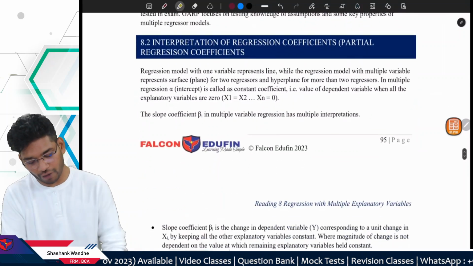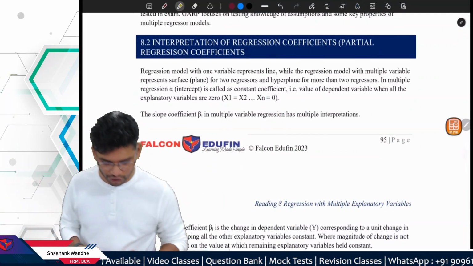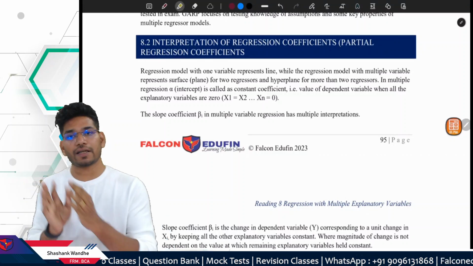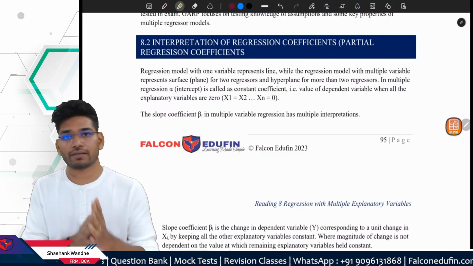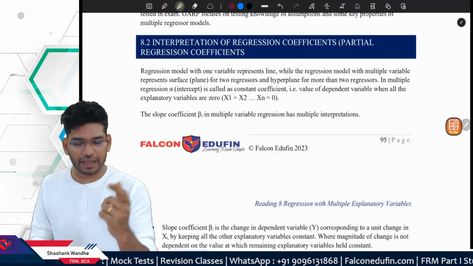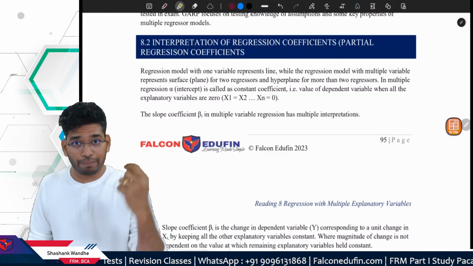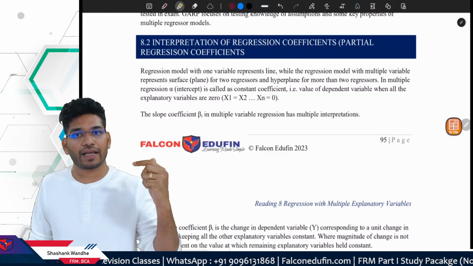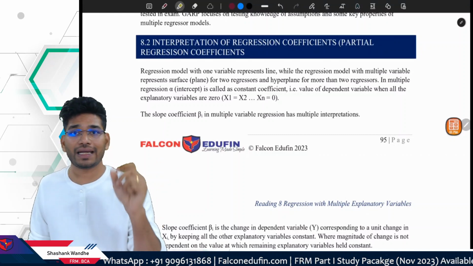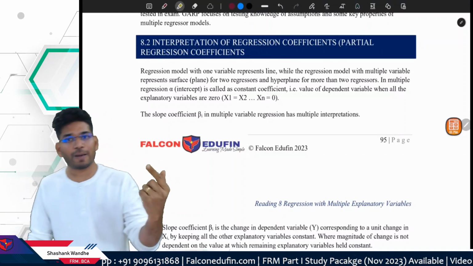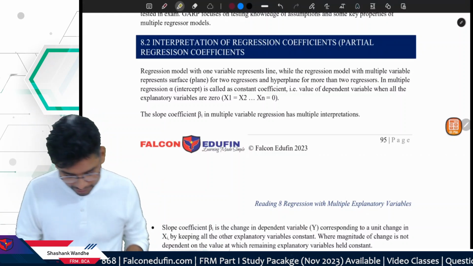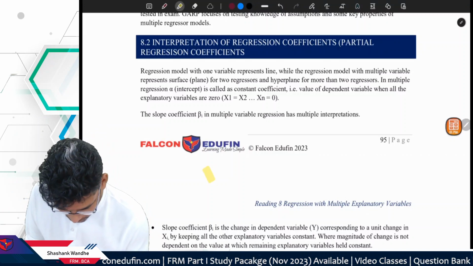Now interpretation of the regression coefficient, or the partial regression coefficient. Now here, understand. When we discuss y is equal to alpha plus beta x, meaning the one variable equation, whatever the beta is, if beta is 1, then this means if x increases by 1 unit, y will increase by 1 unit. If beta is minus 1, this means if x increases by 1 unit, y will decrease by 1 unit.